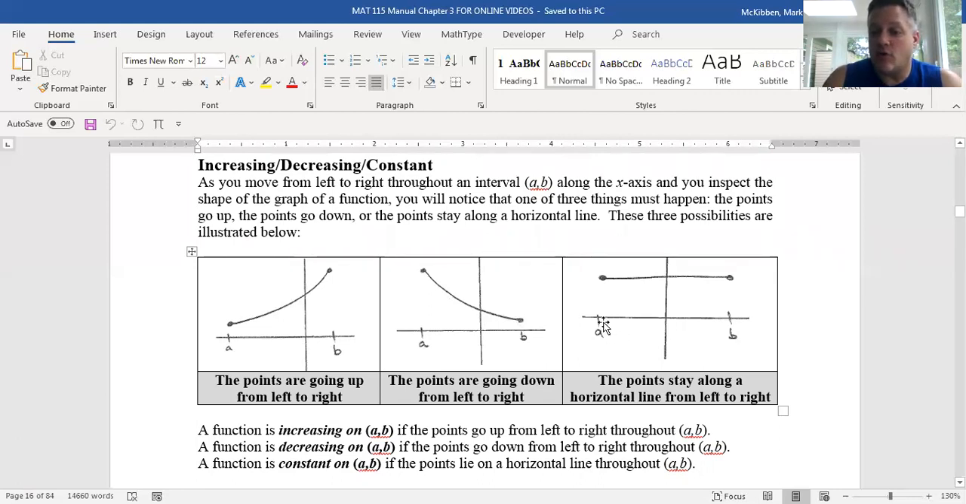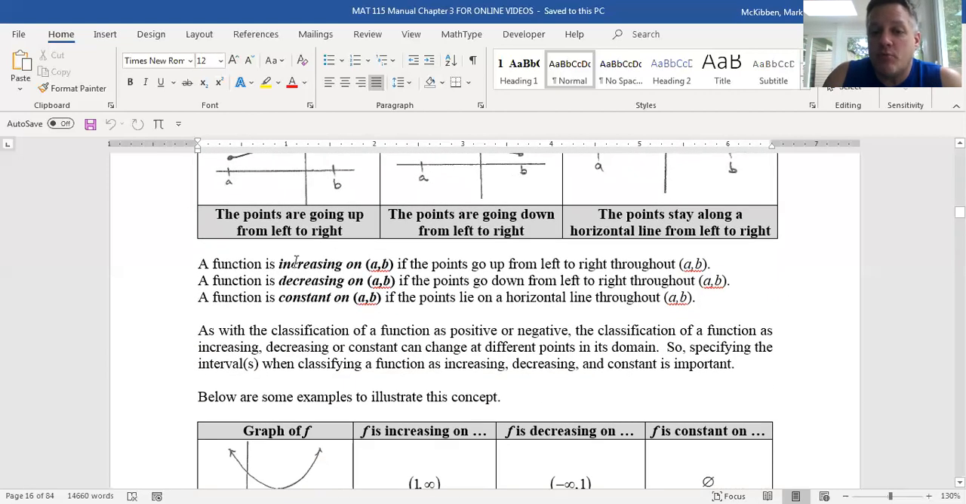And then finally, we'll call a function constant on an interval if the y values don't change. They hold literally constant at the same value. All right? Notice that we always report the increasing, decreasing, and constant nature on the interval in the domain for which it's true.